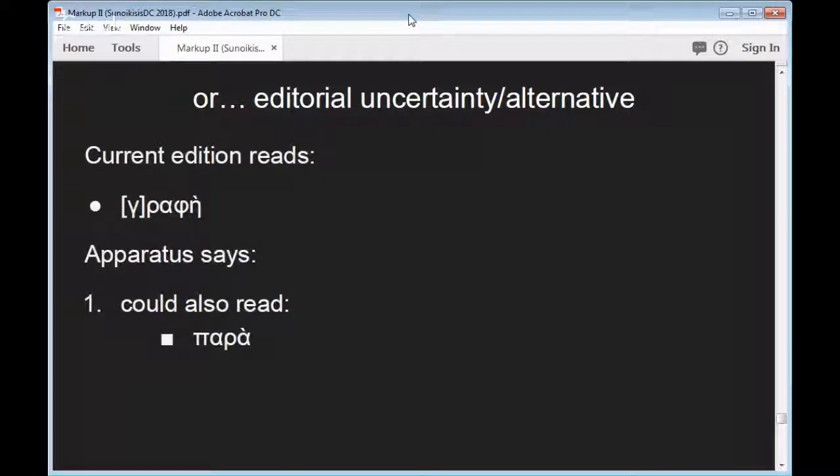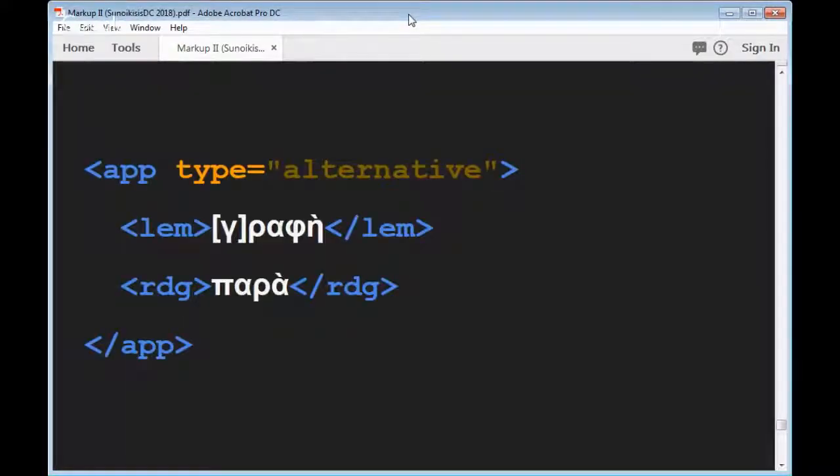And so what it's saying is the current edition reads graphe, but the apparatus says this could also read para. It's not saying a previous editor said that, it's saying the current editor can't quite make up their mind between the two, and so puts graphe in there first because they think that maybe that's marginally more likely, or just because it comes first alphabetically or whatever, but that it could also read para, and they don't want to commit themselves to the two. So again, in EpiDoc, we use the app element.